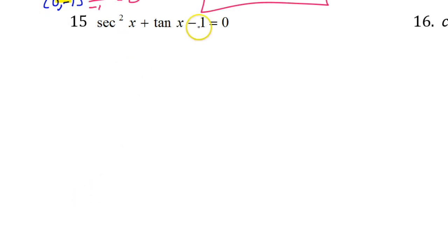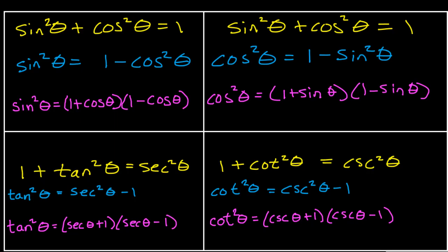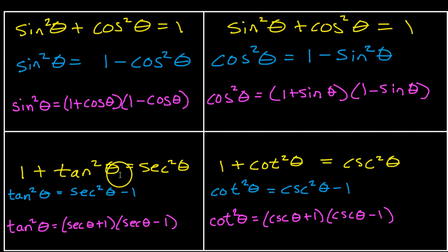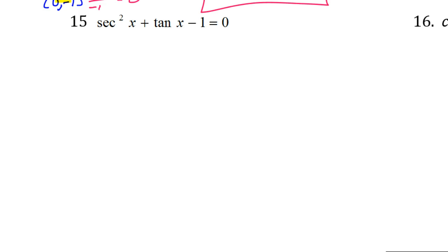This next problem is going to take a little bit more thought because I see that we have secant and tangent within the same problem. I have a feeling we're going to use our Pythagorean identities in order to turn this into all one type of function. I see the secant squared, so that's what we have to work with. Secant squared is equal to 1 plus tangent squared. So let's make that substitution.